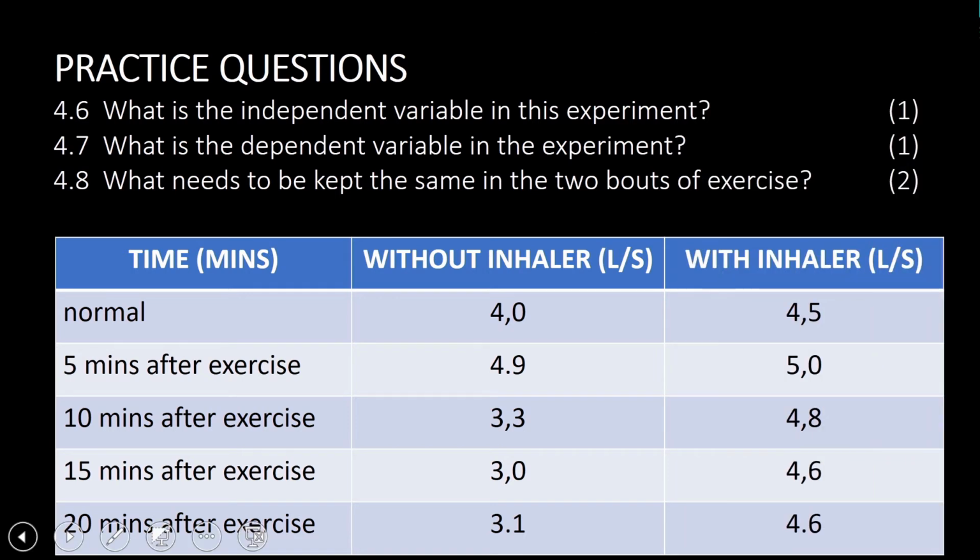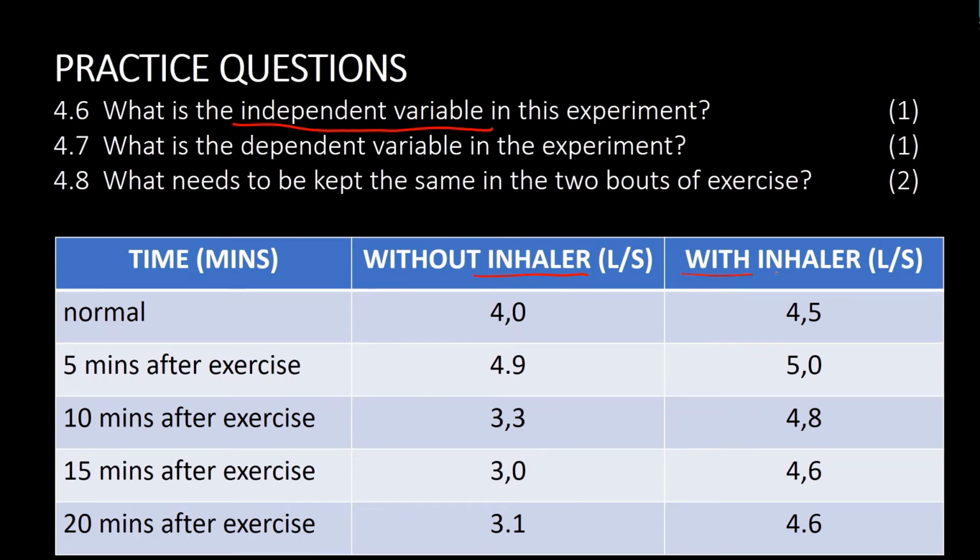Sorry about that. Then there are some questions looking at your practical skills. Independent variable, and remember the independent variable is what you are changing, and that is whether he uses the inhaler or doesn't. The dependent variable is what you are measuring, and you are measuring the volume of air he can take in a certain number of minutes after the exercise.